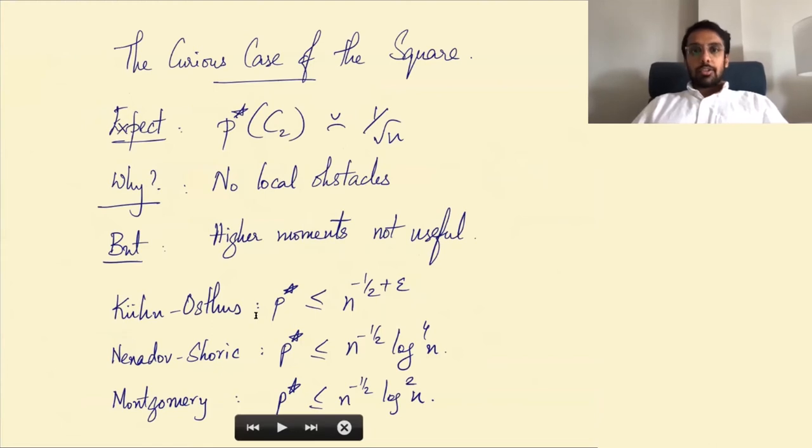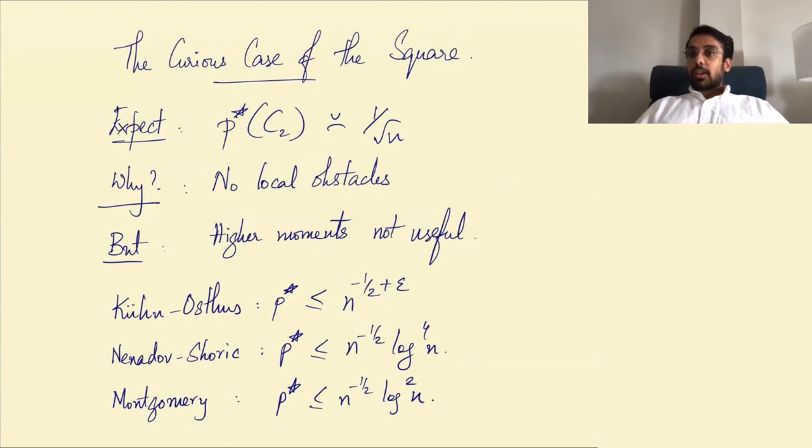And I'll tell you what was known about this before we got thinking about it. So for cubes and higher powers, the first moment calculation that we did does give the correct answer. Whereas for the Hamilton cycle itself, this guess is incorrect because of local obstacles. So what do we expect for the square of the Hamilton cycle? Well, there's no local obstacle that springs to mind when you think about the problem. So it's natural to guess that the answer is in fact 1 over root n. The threshold for the square is 1 over root n. And I believe this is something that Kühn and Osthus conjectured when they initially looked at this problem.